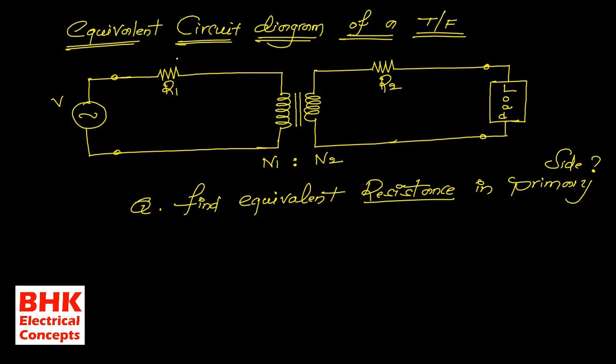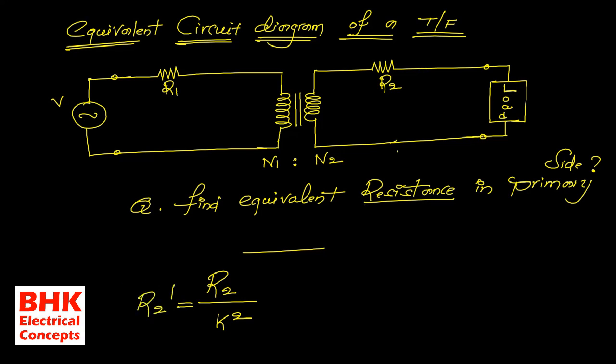Okay, so just see here, we are calculating the equivalent resistance in the primary side. To find it, we need to refer the value of R2 which is present in the secondary side to the primary side, and whenever we refer the value of R2 from the secondary side to the primary side, we always divide by k square. This particular new value we call R2 dash.